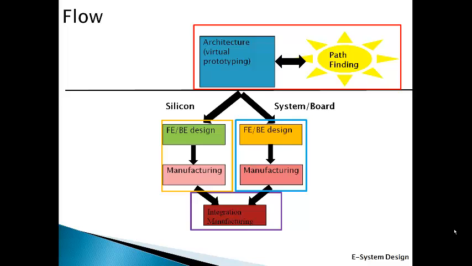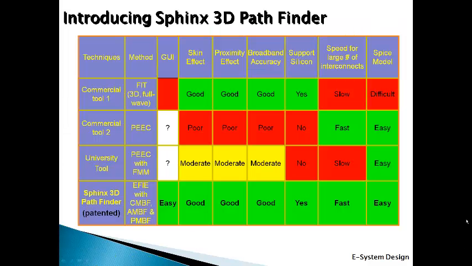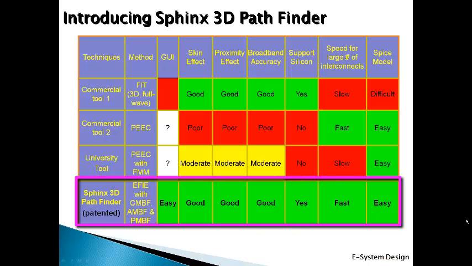Virtual prototyping focuses on hardware-software trade-offs, while pathfinding can focus on electrical, thermal, mechanical trade-offs. Both are required for a successful product. Pathfinding is only limited by your imagination. Let me introduce Sphinx 3D Pathfinder. 3DPF is focused on electrical pathfinding.